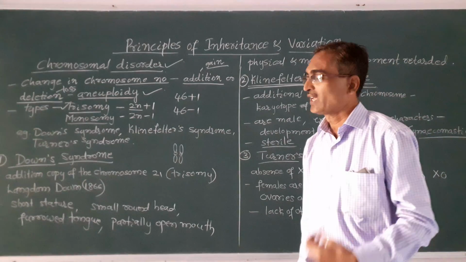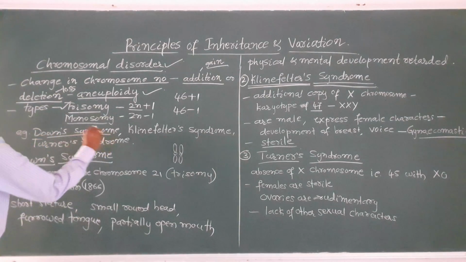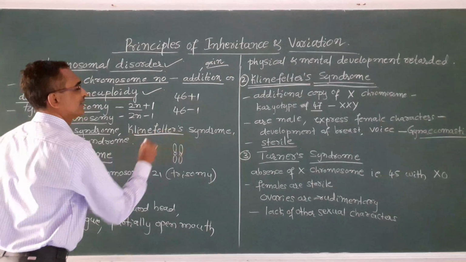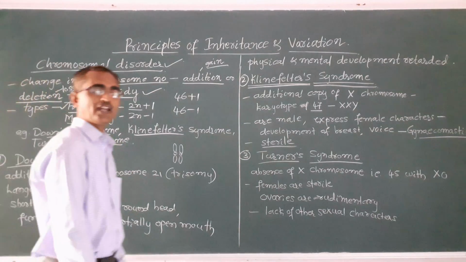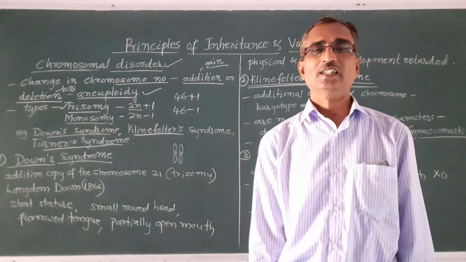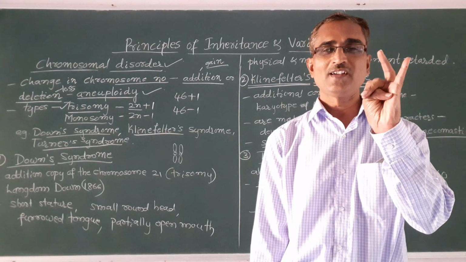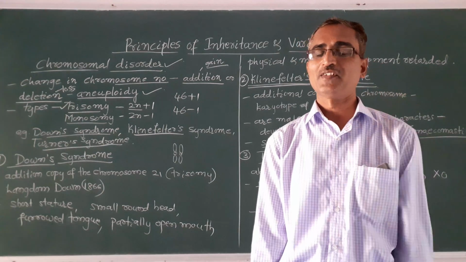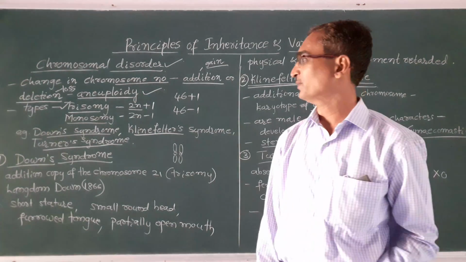Examples of these chromosomal disorders are Down syndrome, Klinefelter syndrome, and Turner syndrome. These are the different examples. Now let us discuss them one by one.